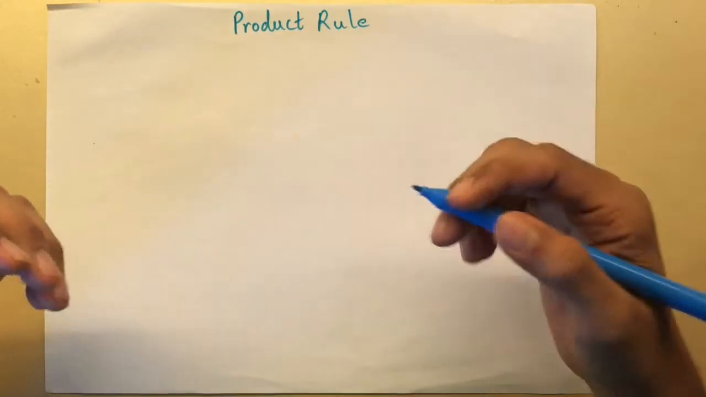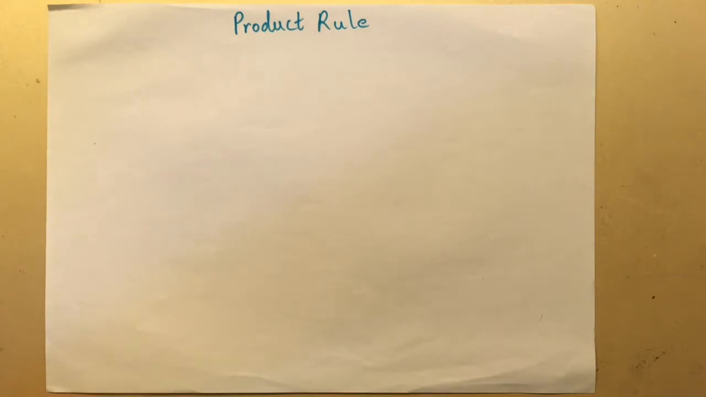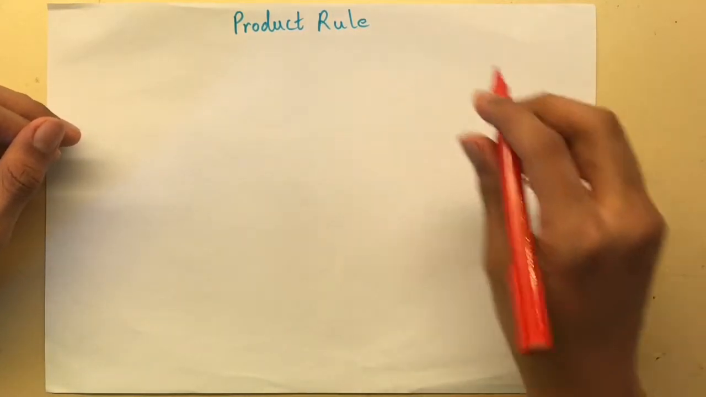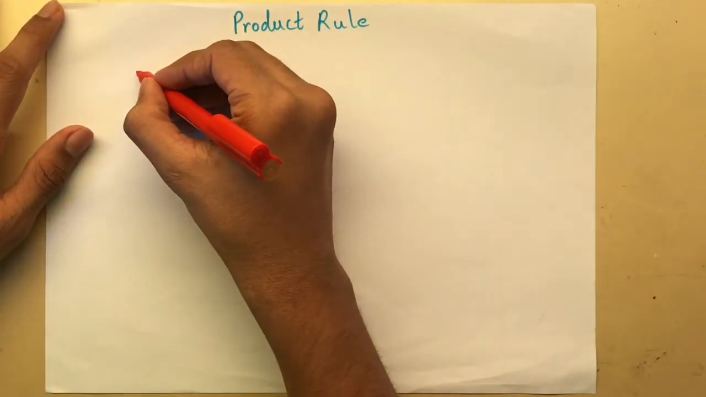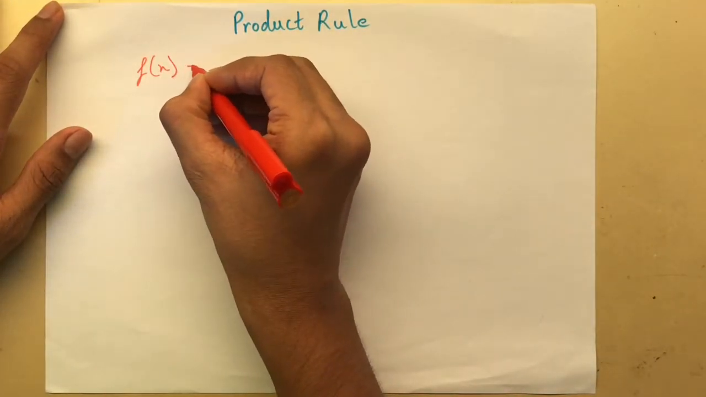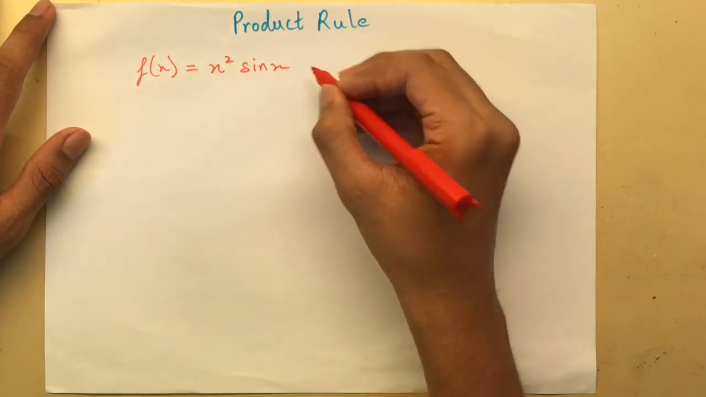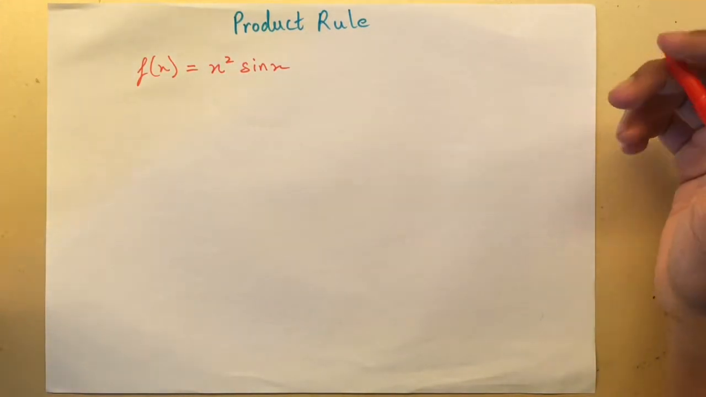So today we're going to be learning how to differentiate another kind of function. That is a function that's actually just a product of two functions that we know how to differentiate. An example of this would be something like f of x is equal to x squared sine x. Now, if I asked you to find the derivative of this, it would be a little difficult.